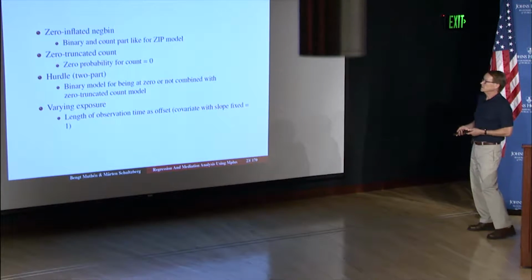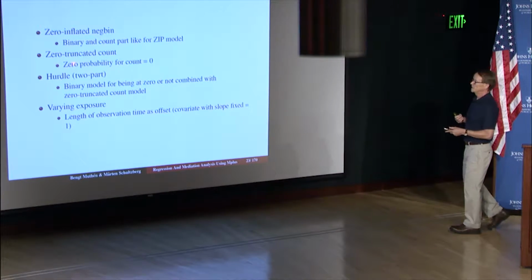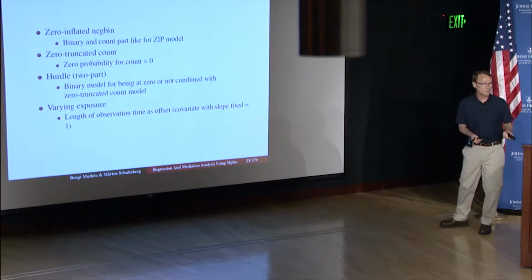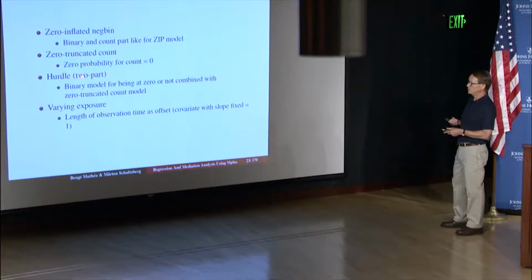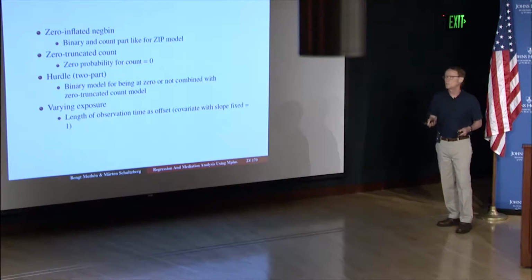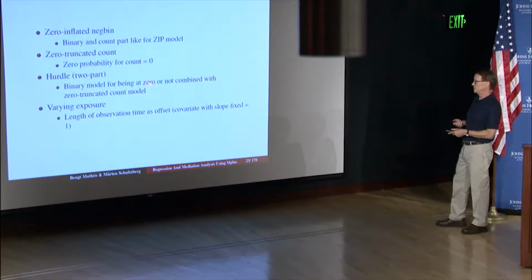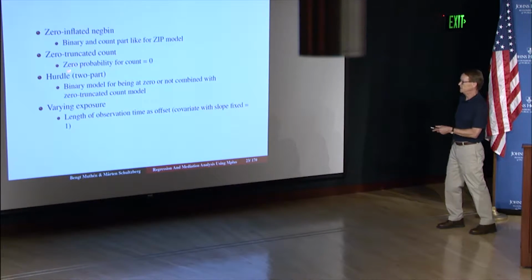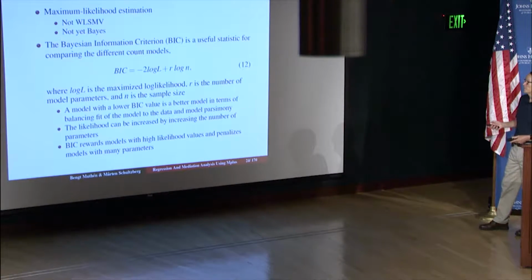Other count models treated in our book and in Hilbe's book are zero inflated negbin. You can have a zero inflated negbin, with a binary count part like for ZIP. You can have a zero truncated count variable, with zero probability for count equals 0. Certain applications call for that. And a hurdle model, which is what we will call a two-part model today. We will not do a two-part count model, but we will do a two-part continuous model. It's a binary model for being at 0 or not, combined with a zero truncated count model for those above 0. And then you have varying exposure count models, which are dealt with in the book.